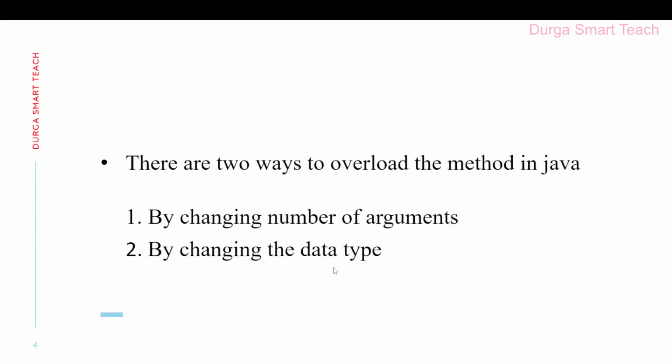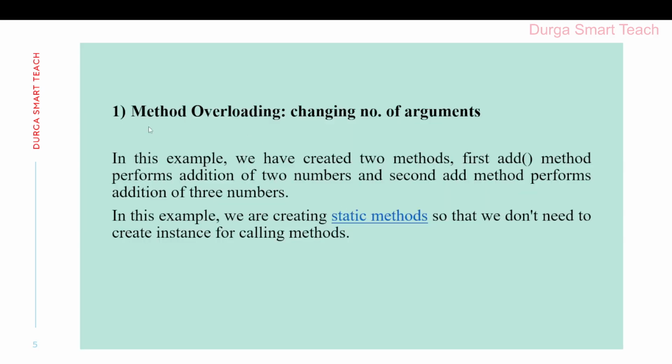We can overload a method in two ways: one is by changing the number of arguments, the other by changing the data type. Let's see first by changing the number of arguments. Arguments are nothing but parameters. We have created two methods. The first one is an add method that performs addition of two numbers. The second is also an add method that performs addition of three numbers.